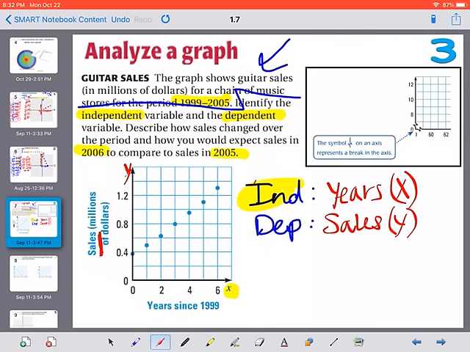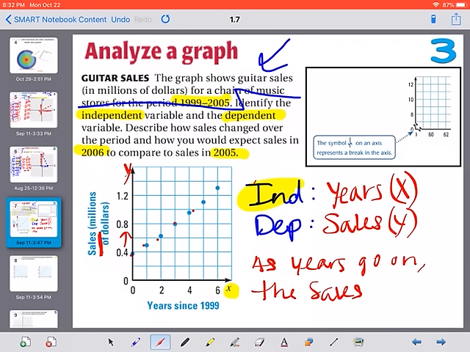Then describe how sales change over the period of time. As years go on, what's happening to our sales? After the number of years, our sales are going up. A mathematical or science word we could use would be increase. If you say go up, that means the same thing. So they want to know, how would you expect sales in 2006 to compare to 2005?